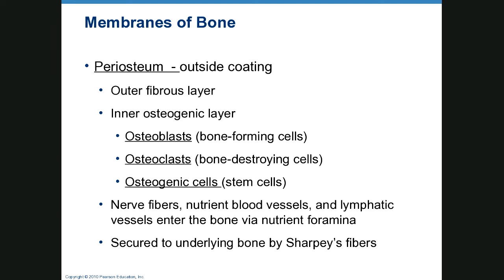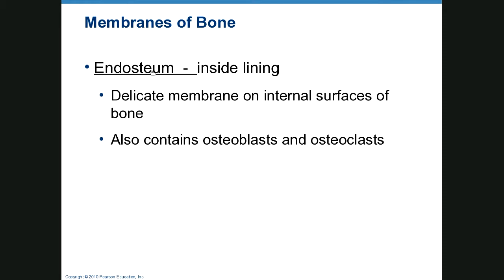Okay, periosteum is a fibrous connective tissue outer layer. The inner layer is the osteogenic layer. Osteoblasts form bone. Osteoclasts break down bone. Osteogenic cells are stem cells. Osteocytes are not listed here, but they're mature bone cells. The nerve fibers, nutrient blood vessels, and lymphatics enter the bone through nutrient foramina, and the periosteum is connected to the underlying bone by Sharpey's fibers. Endosteum is the inner layer. It also has osteoblasts and osteoclasts.